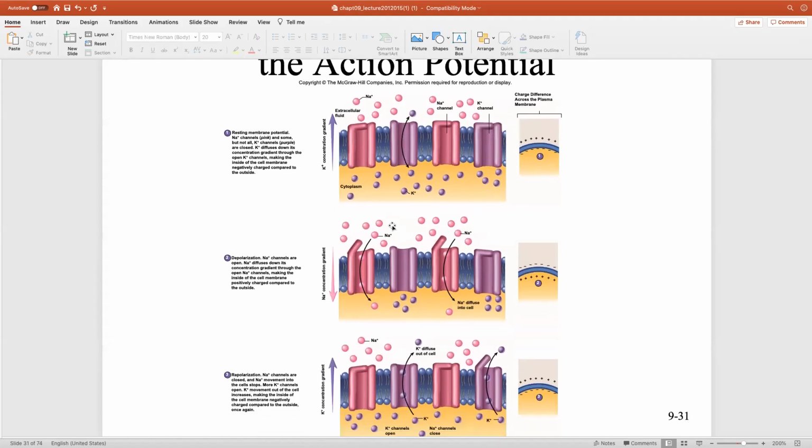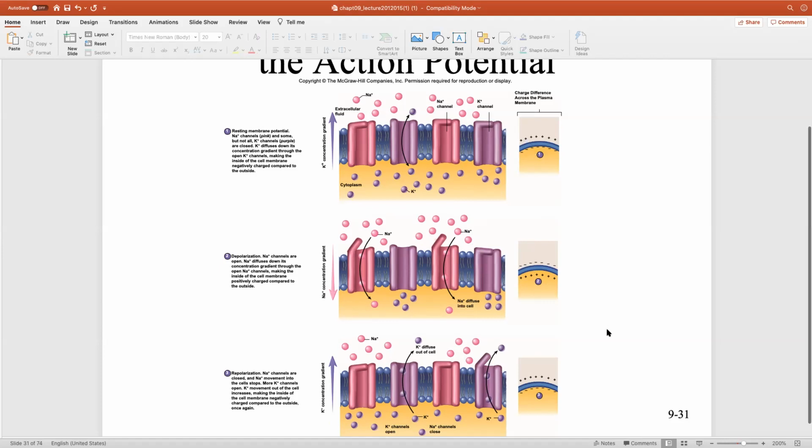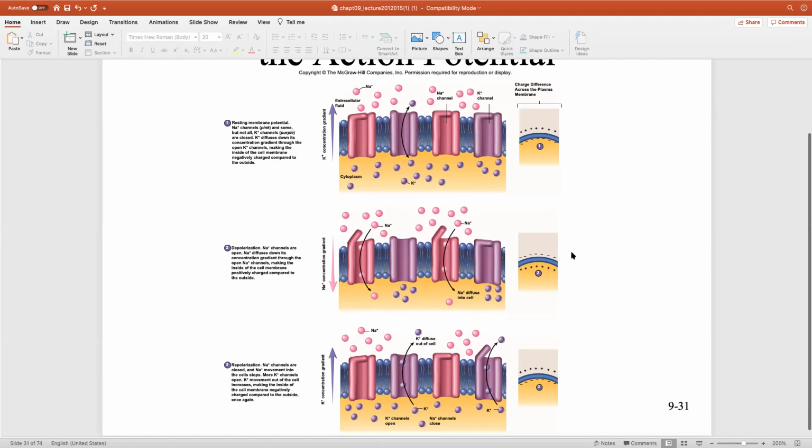When we depolarize and hit threshold, voltage-gated sodium channels open. Sodium rushes into the cell. It's positive charge, so you become positively charged due to sodium influx. Because you're losing sodium right here, the very near extracellular fluid space close to the plasma membrane starts becoming negative. So there's an inversion of charge. This area right here is where the actual cell depolarizes and starts to activate.